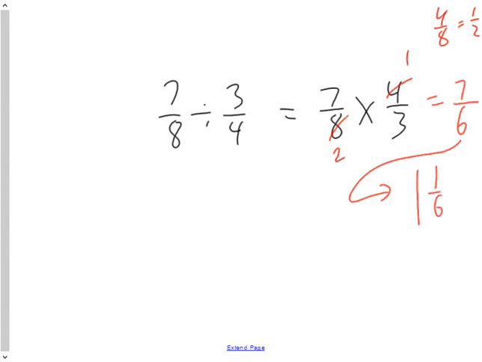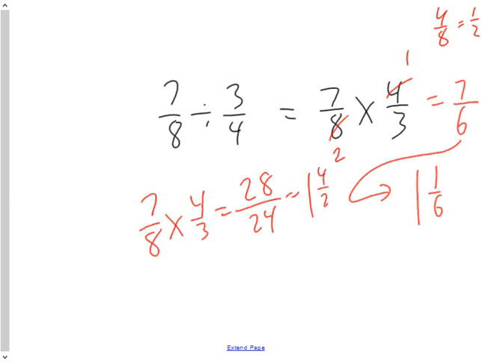Now if I didn't reduce it, if I simply had 7/8 multiplied by 4/3, and I multiplied my numerators and I multiplied my denominators, I would get 28/24, which is 1 and 4/24, which would reduce down to 1 1/6. So both ways will work. This just happens to be an easier way to reduce your final answer. So your answer for question 11 is 1 1/6.